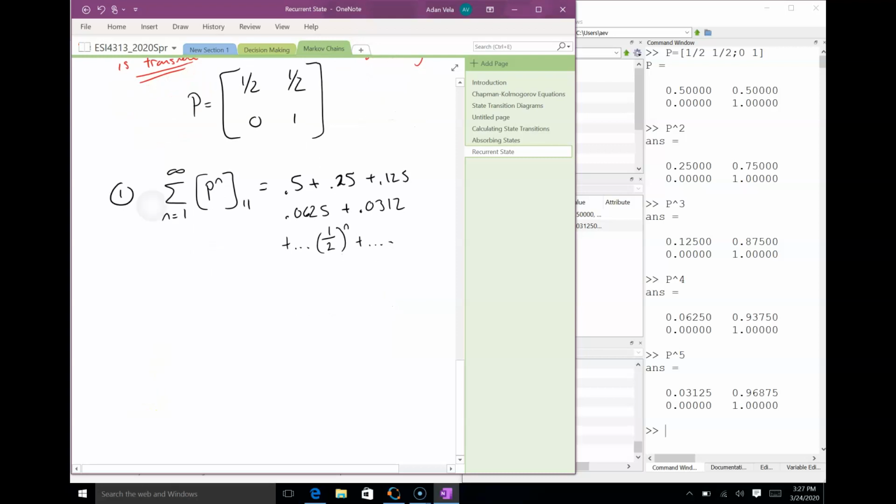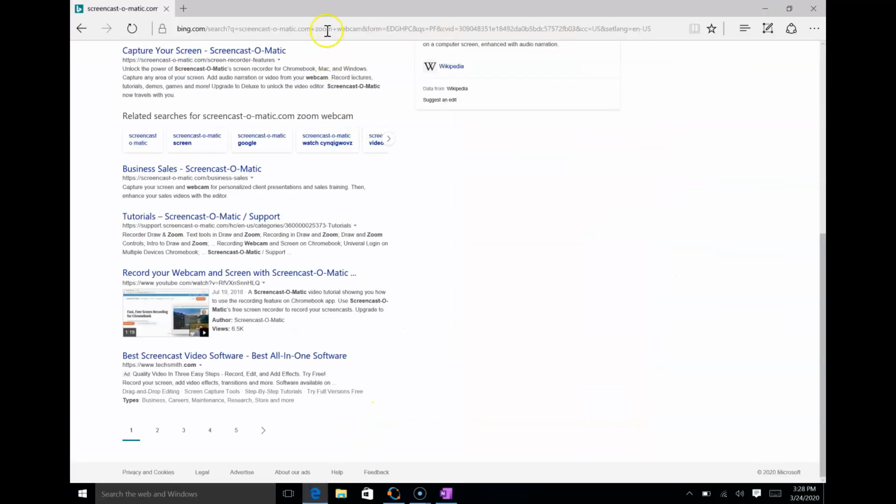So I can in fact rewrite this as the summation from n equals 1 to infinity of (1/2) to the n. Now, if you remember your calculus, this might look familiar. It's an infinite series problem, and what we want to show is that this actually converges to a value. I think this is called the geometric series, but let's go ahead and check that out.